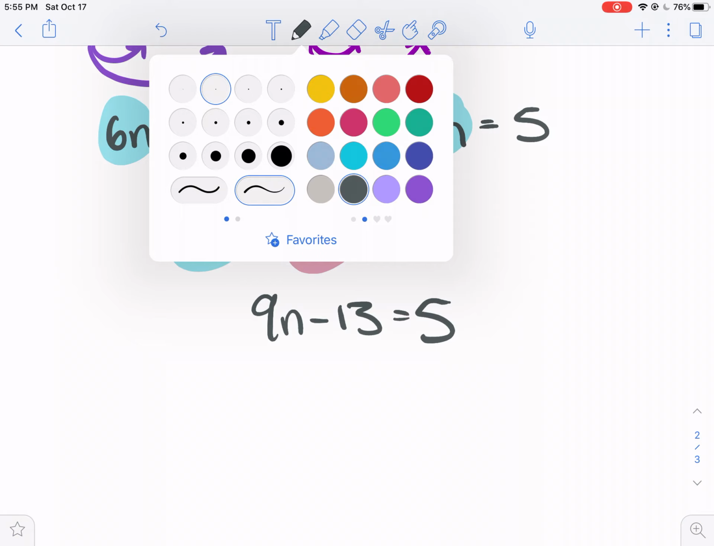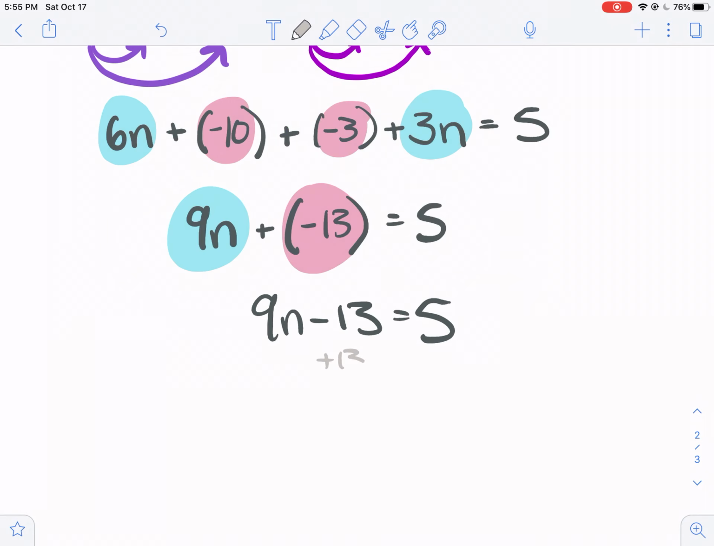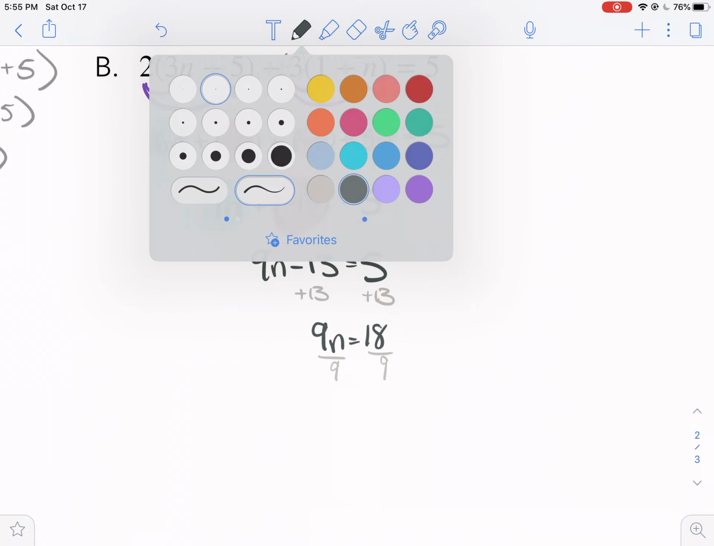What will undo this? Well, let's add 13 to both sides. And we're given that 9n equals 18. We divide by 9 on both sides. And we are left with n equals 2.